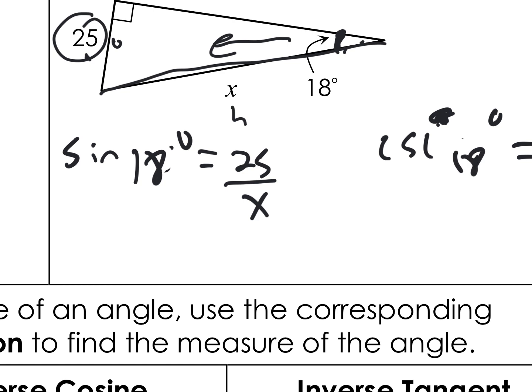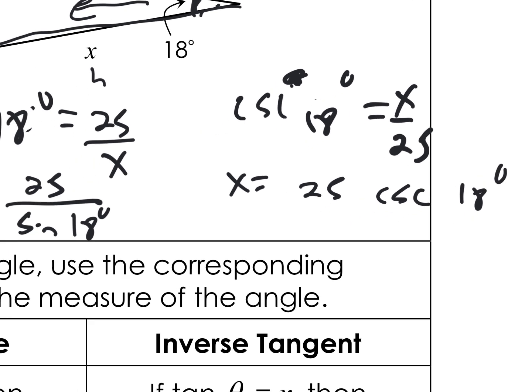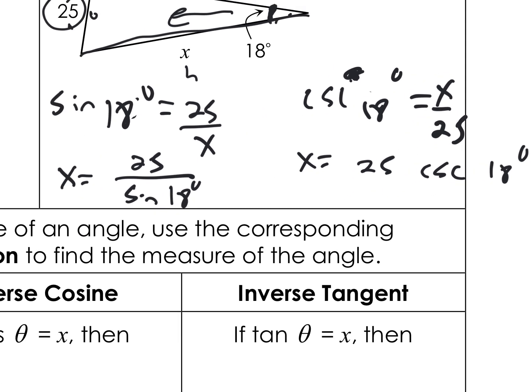Oh, wait, I got to solve it for X first. For this one, X will be equal to 25 divided by sine of 18 degrees. For this one, X is equal to 25 times the cosecant of 18 degrees. So I hope some of you chose one and some chose the other.